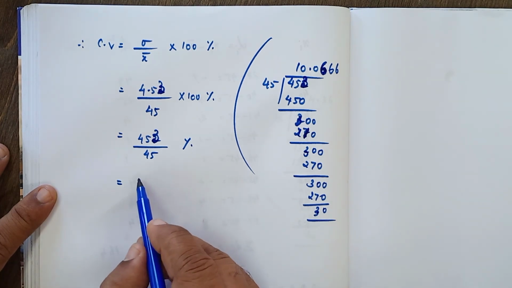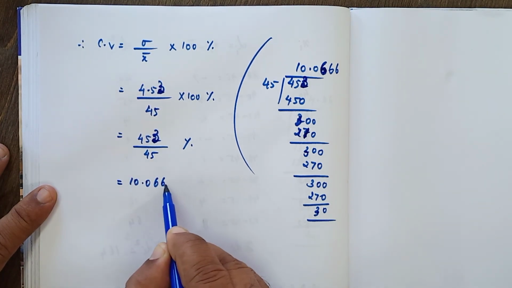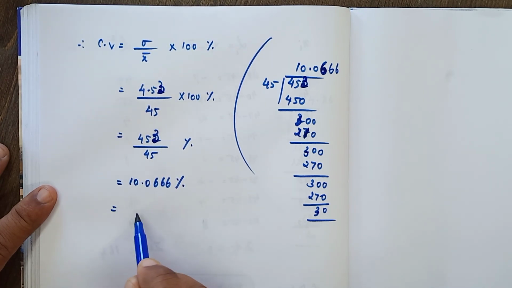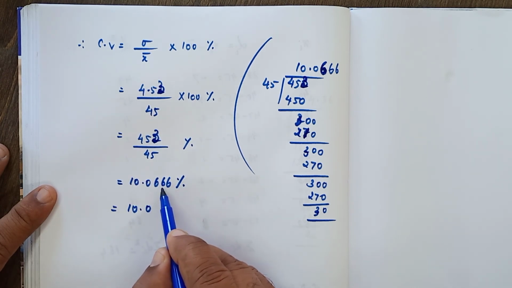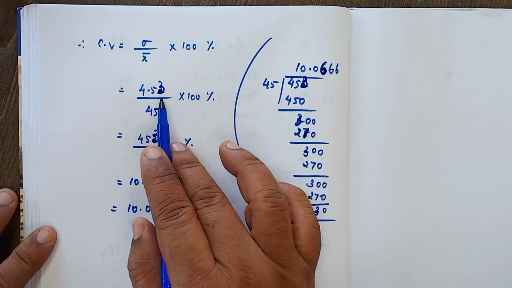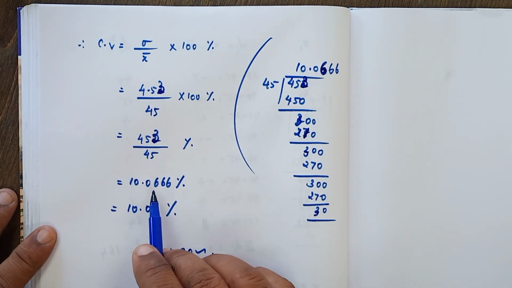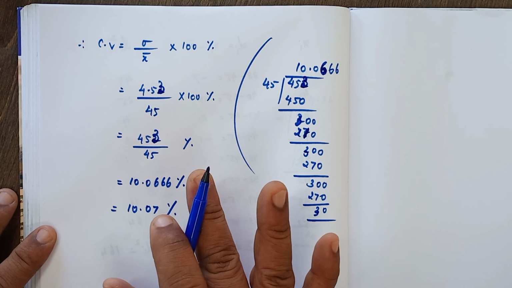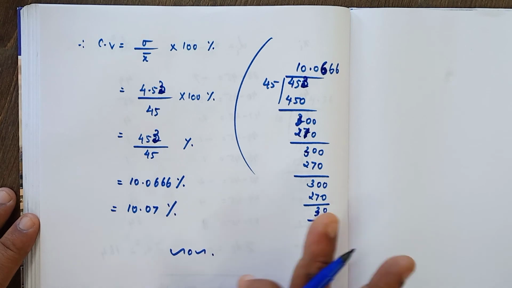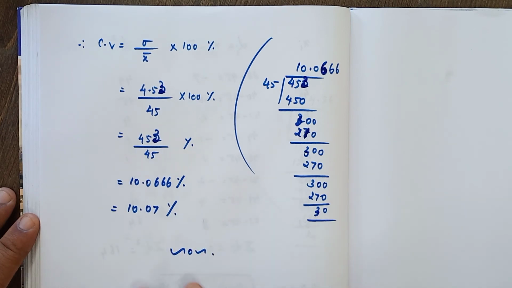Now you can write 10.066666 percentage. Now it can be rounded off to 2 decimal places. First write 0. 5 or more than 5, you can add 1 to the previous digit. Since it is 6, you add 6 plus 1, that is equal to 7. This is the book answer. Even if you consider 4.52, you will be getting 10.03 it seems. That is also correct, no need to worry. You will be given the marks. For getting the book answer, I have to do some modification. That's all. 10.07 percentage is the coefficient of variation for problem number 6.